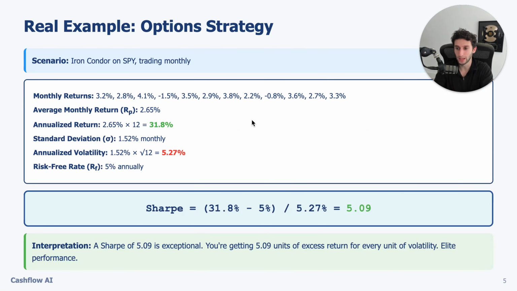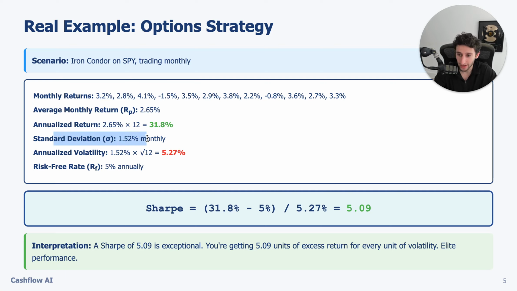So here's a real example of what an option strategy could look like. Let's say you have a basic option strategy, one where you take an iron condor on SPY every single month, okay? And let's say these are the monthly returns, so 3%, 2%. Your average monthly return is about 2.65%. Annualized, that would be about 31.8%, pretty good.